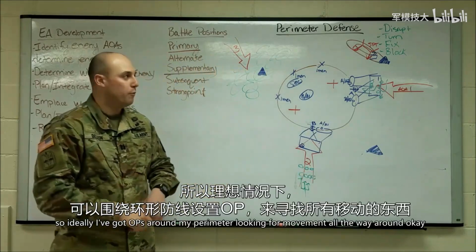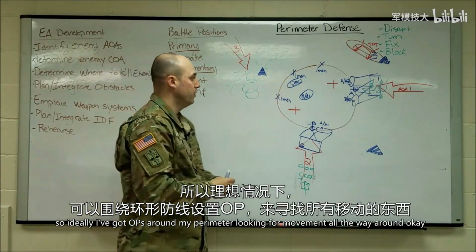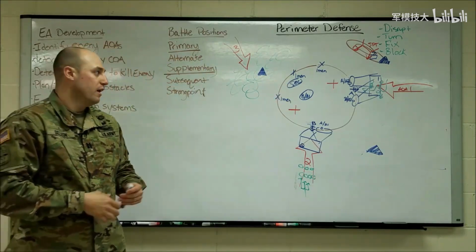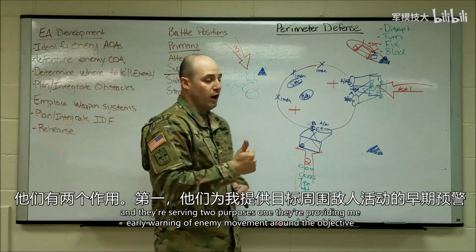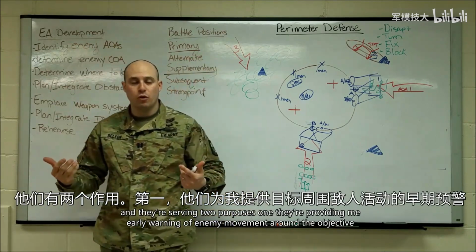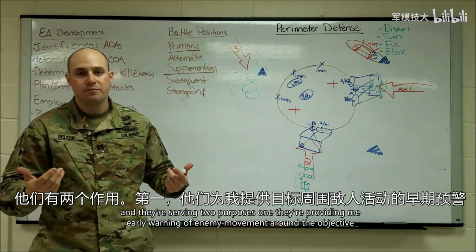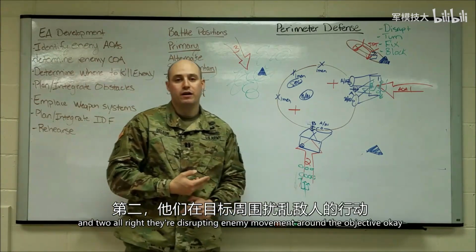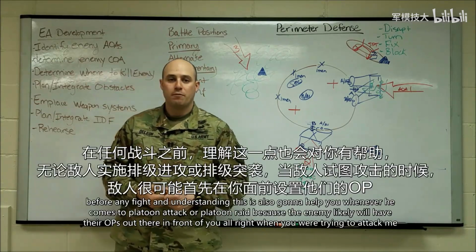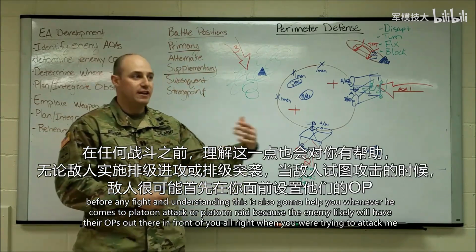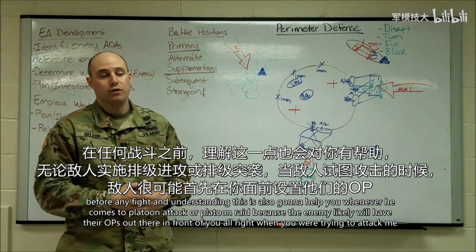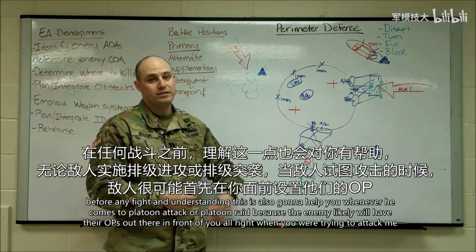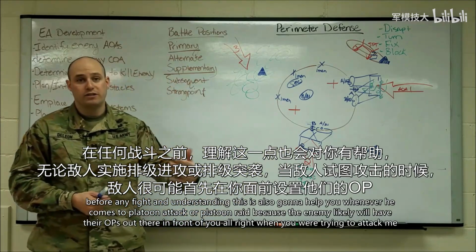So ideally, I've got OPs around my perimeter looking for movement all the way around, okay? And they're serving 2 purposes. One, they're providing me early warning of enemy movement around the objective. And 2, all right, they're disrupting enemy movement around the objective, okay? Before any fight, and understanding this is also going to help you when it comes to platoon attack or platoon raid, because the enemy likely will have their OPs out there in front of you, all right, when you're trying to attack.